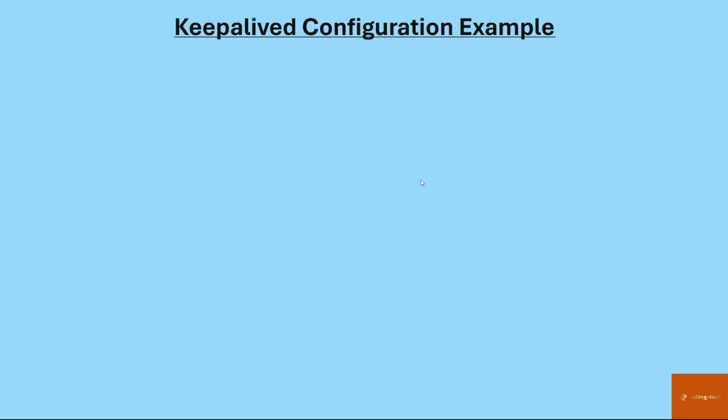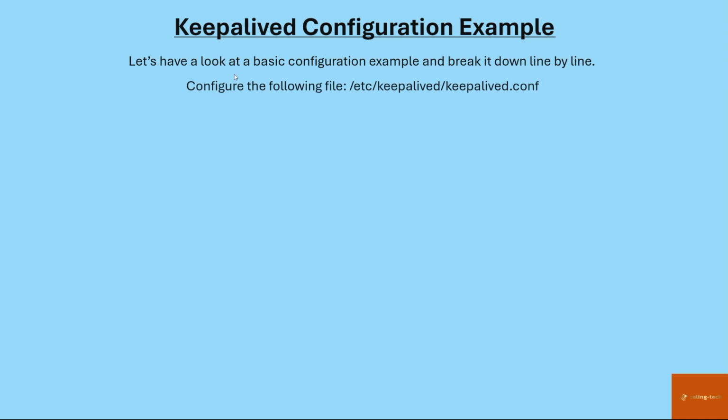So let's have a look at a configuration example. It's going to be a basic configuration example as well, and we'll break it down line by line. So we need to configure the following file once we've installed the application. So it's /etc/keepalived/keepalived.conf. And this is what we need to add to it. So we need to add one to the master, and we need to add one to the backup. Now, when we go through it line by line, what each line does will then become obvious.